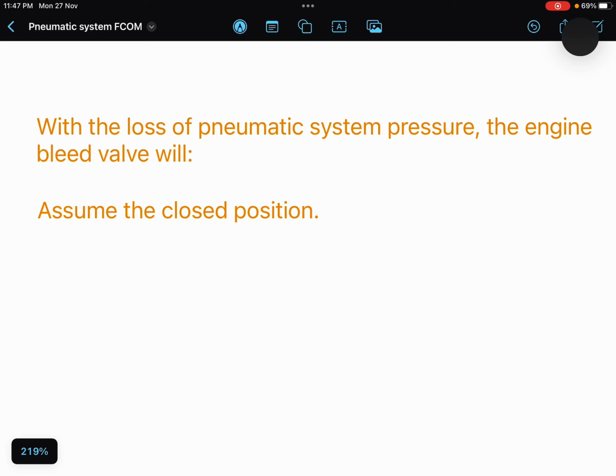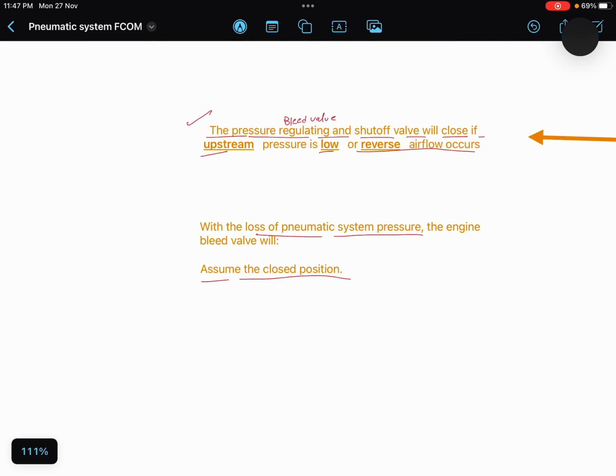Second, with the loss of pneumatic system pressure, the engine bleed valve will assume the closed position. So guys, they are talking about the engine not running. When there is loss of pneumatic system pressure, the engine is not running, the bleed valve will assume the closed position. The bleed valve will close, right?